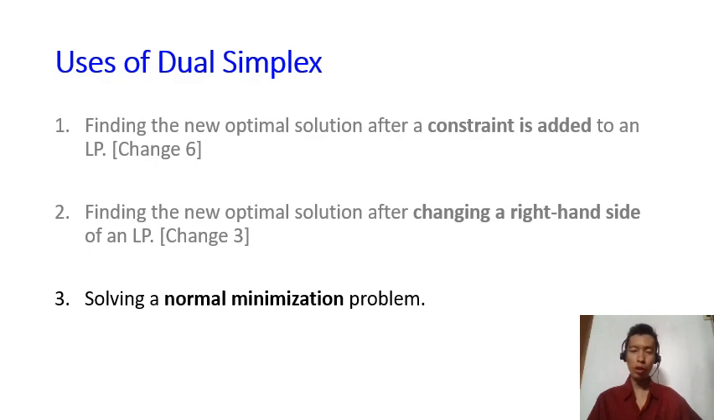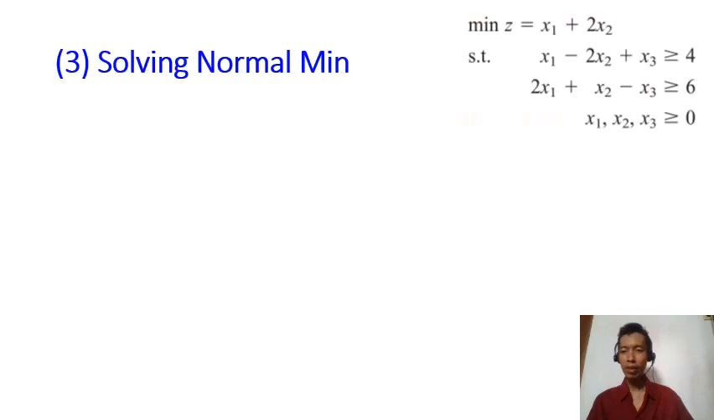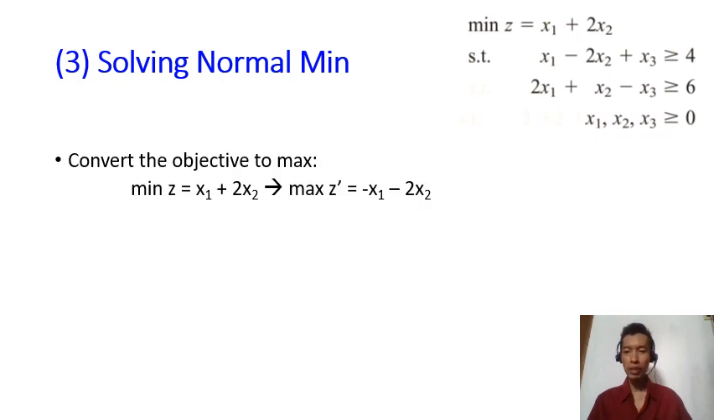Finally, the third use of dual simplex is that we may use dual simplex to solve a normal minimization problem. So let's see how we may do this. So given a minimization problem, you can see that this problem is a normal minimization. First, what we're going to do is we convert the objective to maximization. We do this by multiplying the entire row with minus 1, and then now z becomes z prime. Okay, so now it becomes a maximization problem.